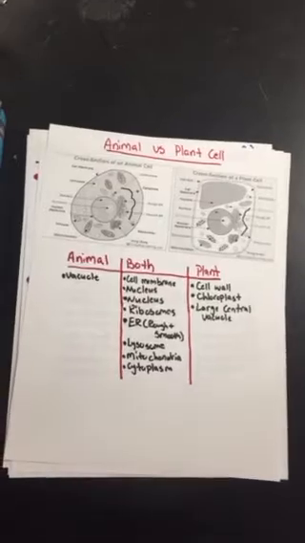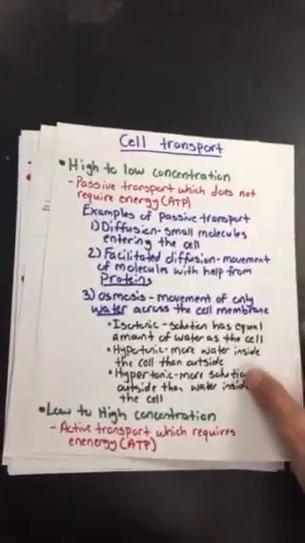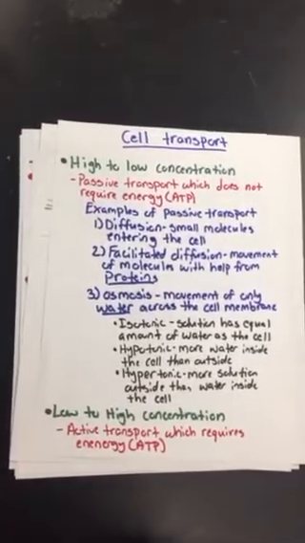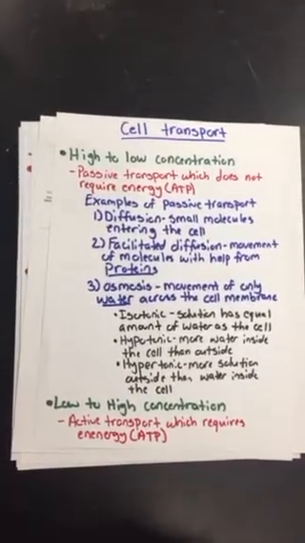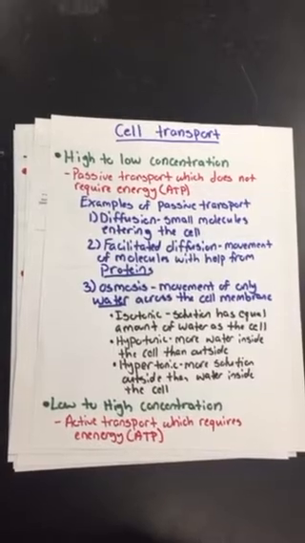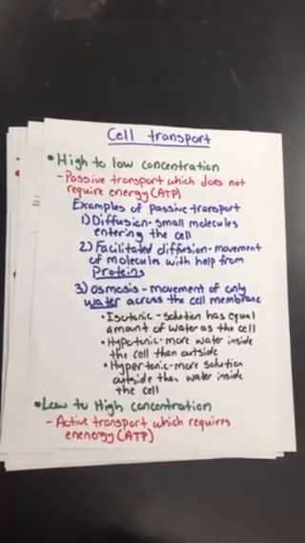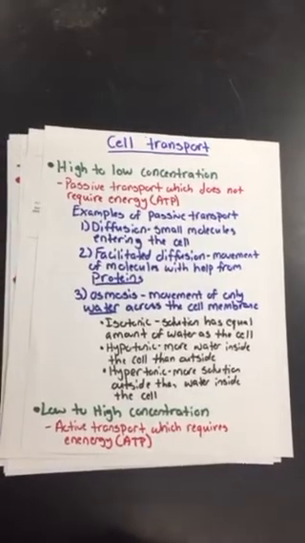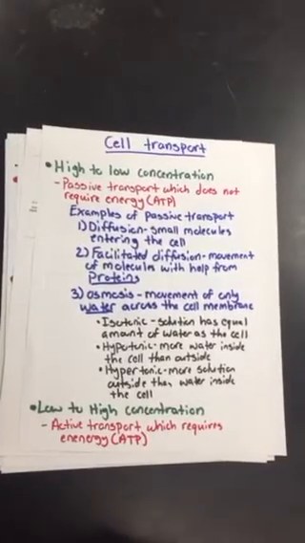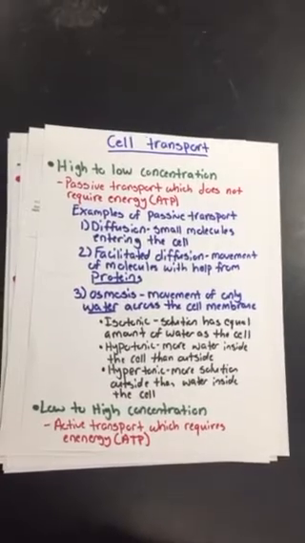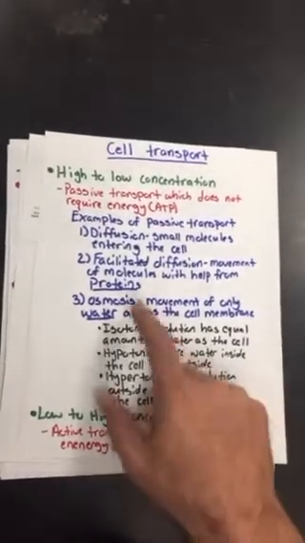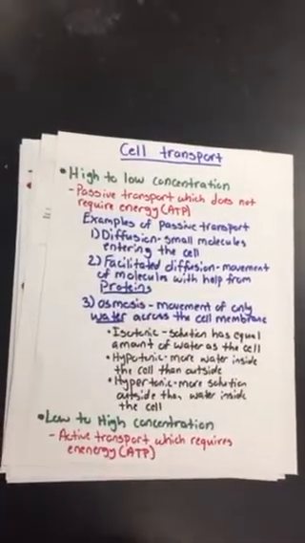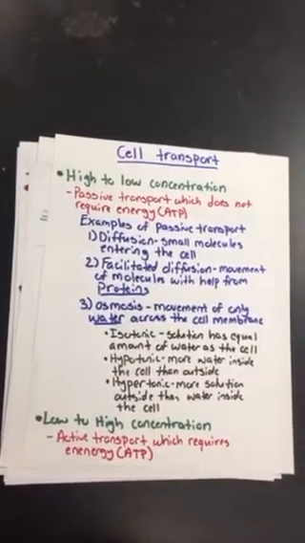And then finally, we talked about cell transport. So remember, if we talk about going from high to low concentration, that's a type of passive transport. Remember, passive transport does not require energy. Some examples there are diffusion, facilitated diffusion, and osmosis. Remember, diffusion is small molecules entering the cell. Facilitated diffusion, remember, is larger molecules, and they need help from the protein channels. All right, so I know we struggle with that on the tests. Facilitated diffusion needs help from protein channels.